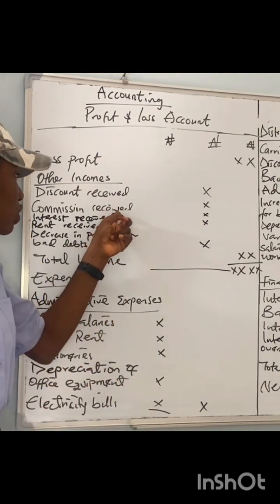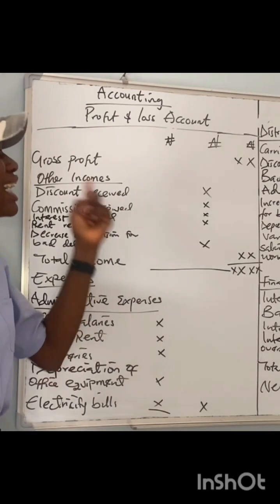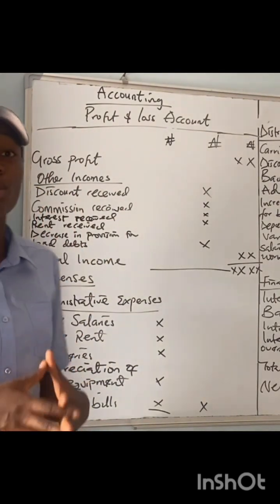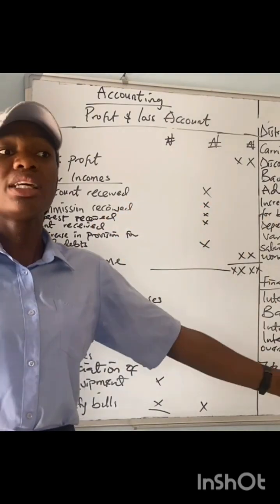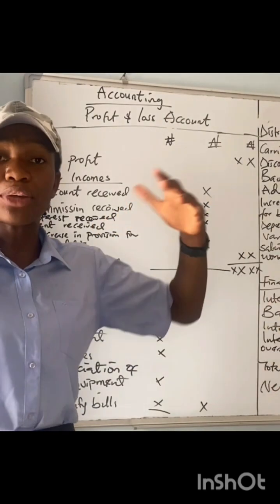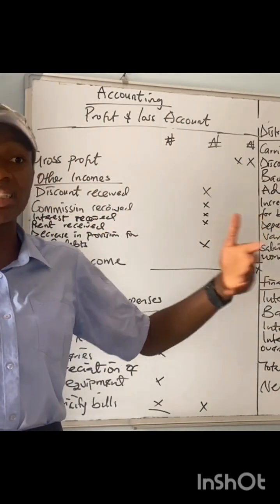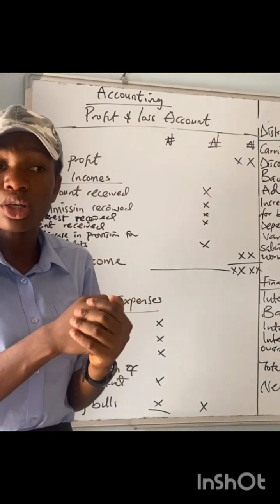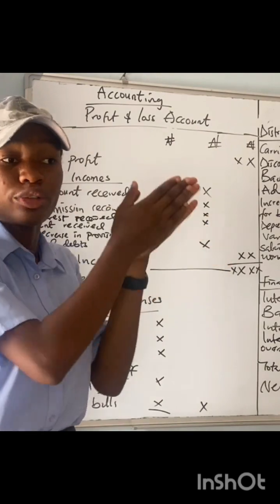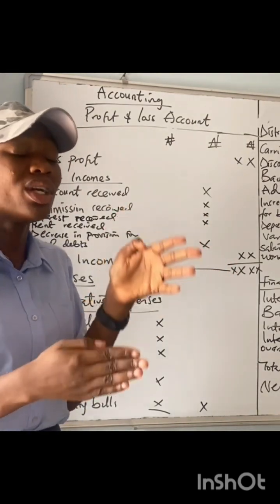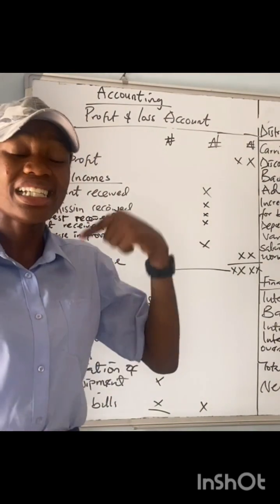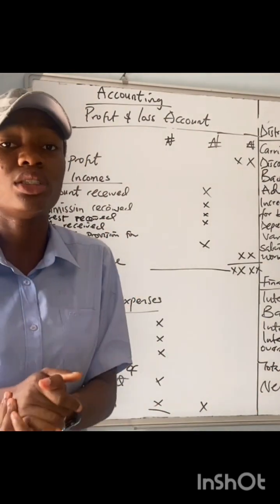So the bank gives interest. That interest received is also another source of income to the business. Then we have rent received. In the case where the business has a very big plaza, or they are using a very big building, they can decide to let out some portions of the business to other people to use for their own selling activities. When they receive rent from those people, that rent received is another source of income to the business.